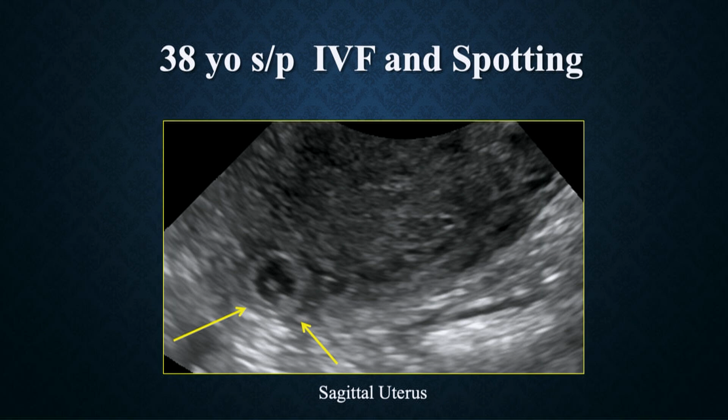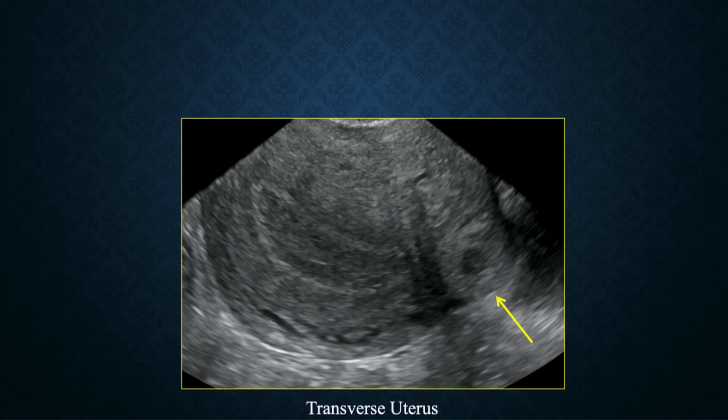So here's a 38-year-old status post-IVF with vaginal spotting, and we're looking for the pregnancy. Here, this is a sagittal view of the uterus. It's sort of moving out to the side, and we see this ring-shaped mass. Now, where is it? Is it in the uterus? Is it outside the uterus? That can be tough, so obviously, we need multiple views. And here is the transverse view. So clearly, it looks like it's in the uterus, but it's very peripheral, right? It's all the way out to the side.